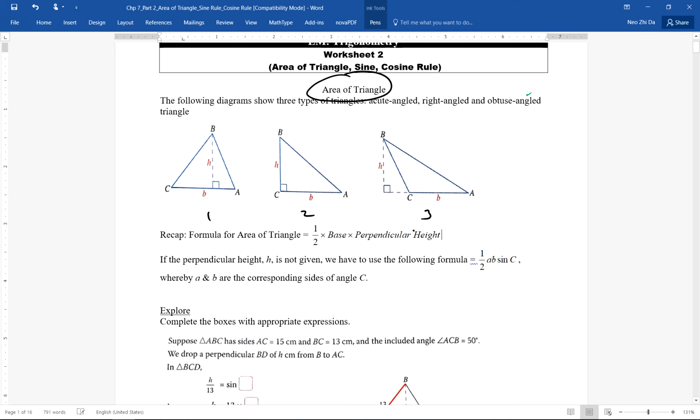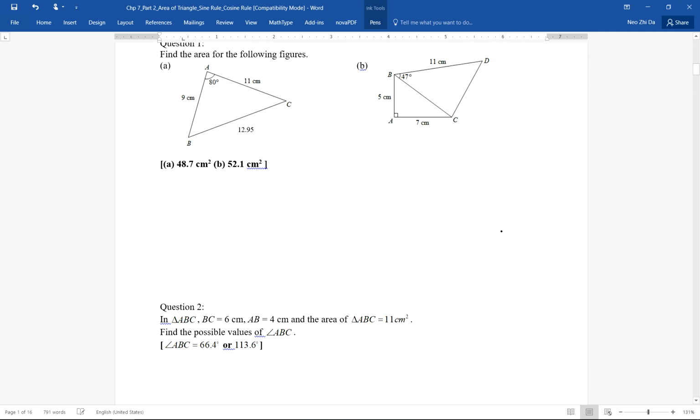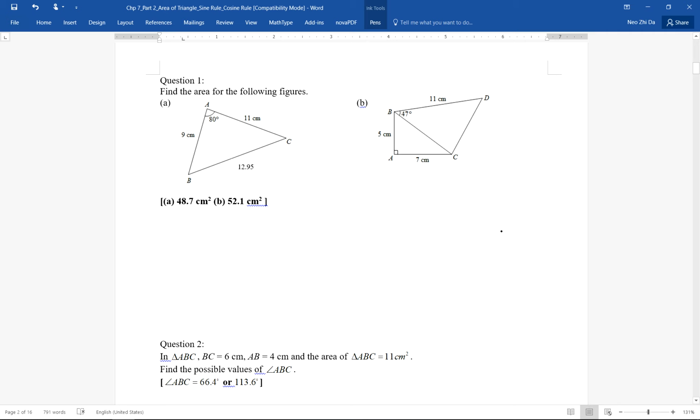Now, if no perpendicular height is given, then we will have to use another formula called area of triangle equal to half AB sine C. Now, we are going to go straight to it. I'm going to use these two triangles and teach you how to apply it. Okay, part A.